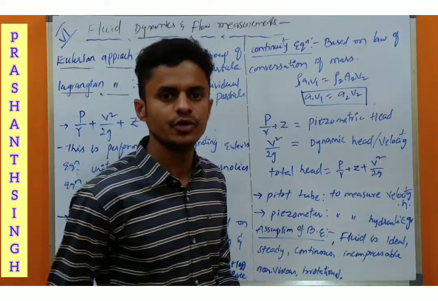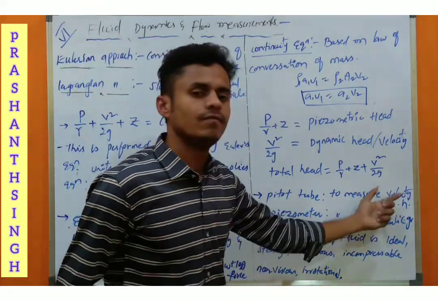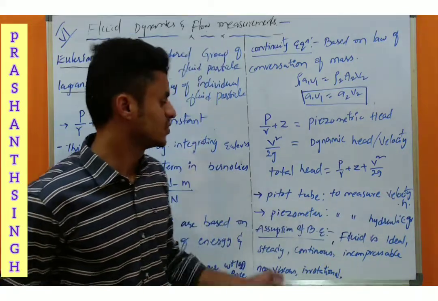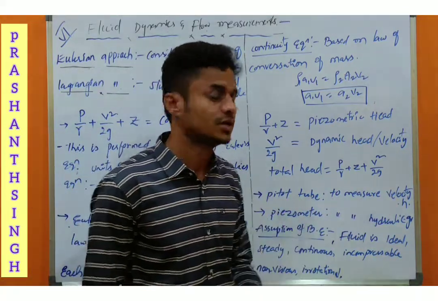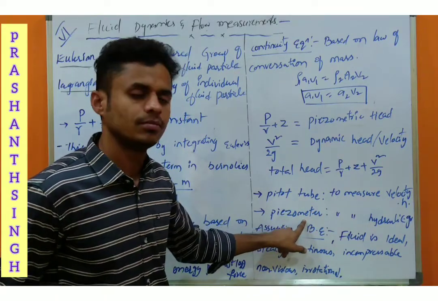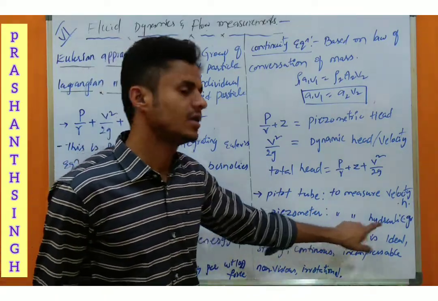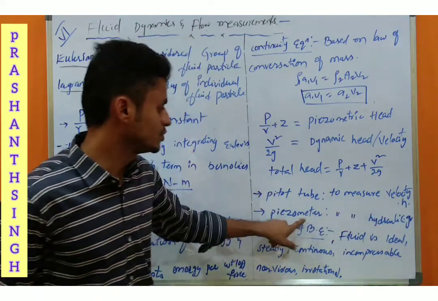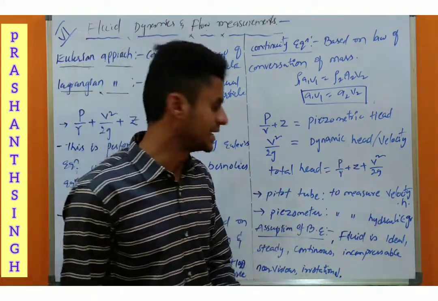The pitot tube. What is the use of the pitot tube? To measure the velocity head or velocity. And the piezometer, to measure the hydraulic gradient. This is useful to measure the hydraulic gradient.